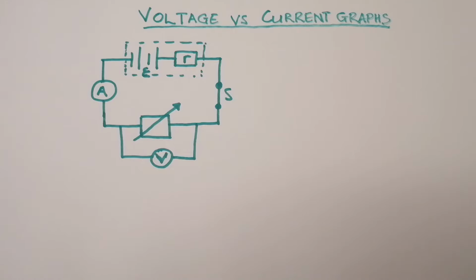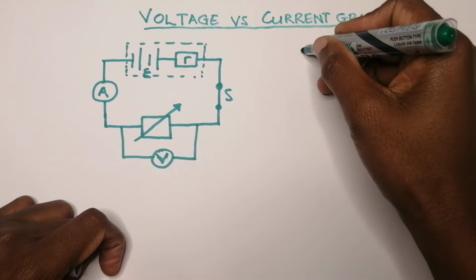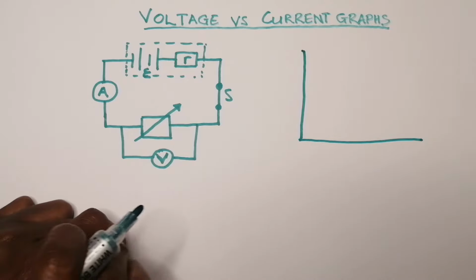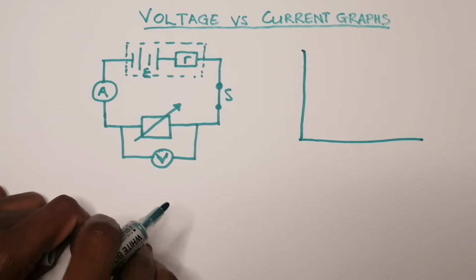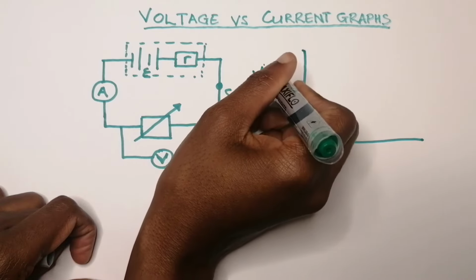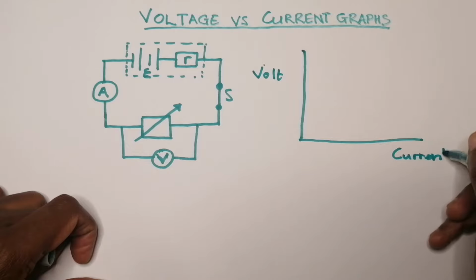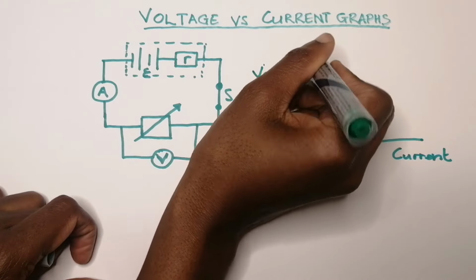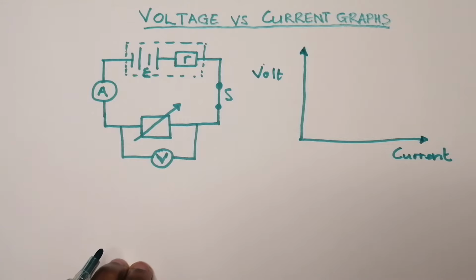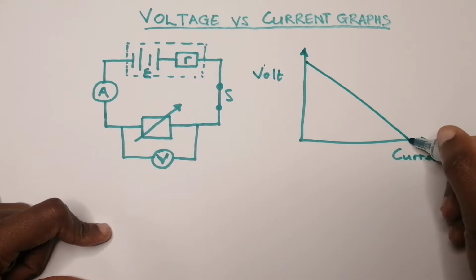So in essence, I just wanted to draw a typical graph that you'd probably get from that particular circuit. Normally you would get a graph that has voltage on the one hand and current on the other. So I would have voltage over there, and in this case I would have current. So I'm taking a voltage versus current graph. Now you would end up with a graph that more or less looks something like this, and I'm going to explain that to you just now.